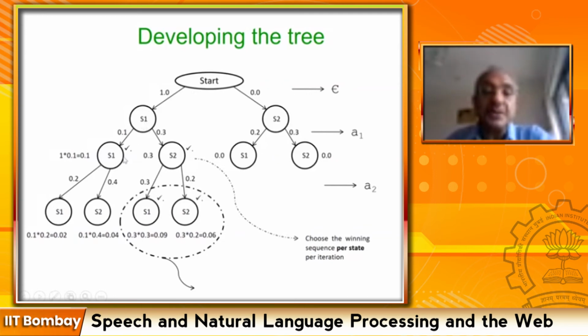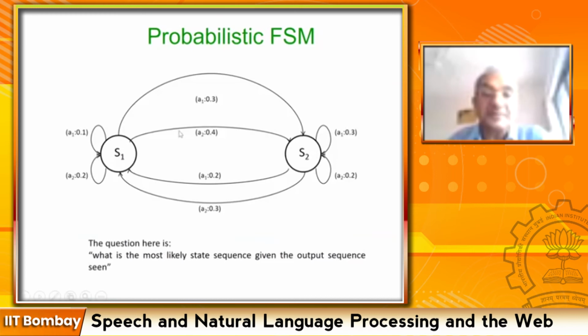From S1 I can go to S1 or S2. And what is the observation for me? A1. So let me note the probability of going from S1 to S2 on A1. This is 0.3, and S1 to S1 on observation A1 is 0.1. This is the case indeed, as I refer to the diagram given to me. S1 to S1 on A1 is 0.1, S1 to S2 on A1 is 0.3.